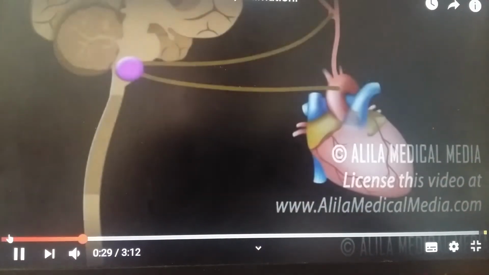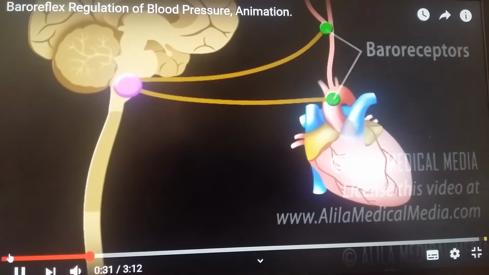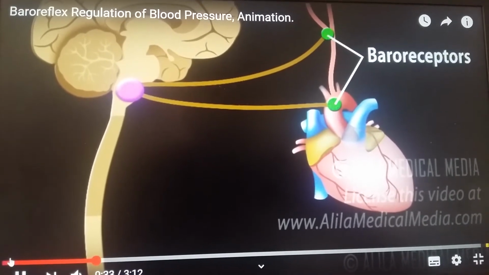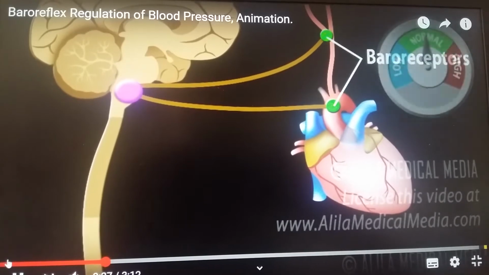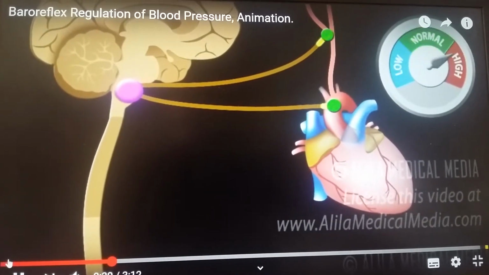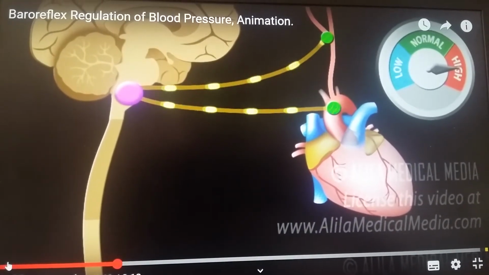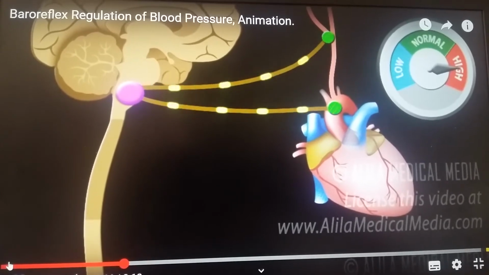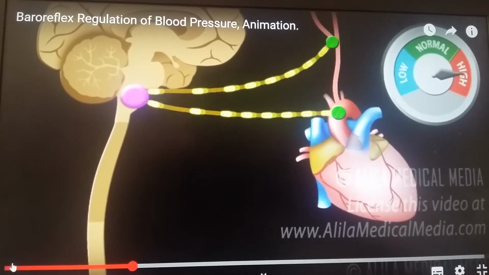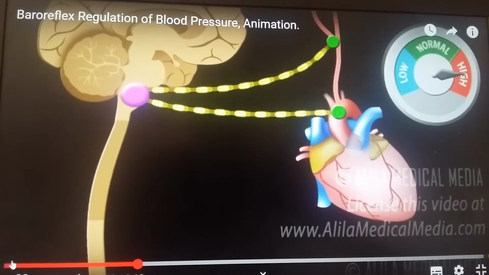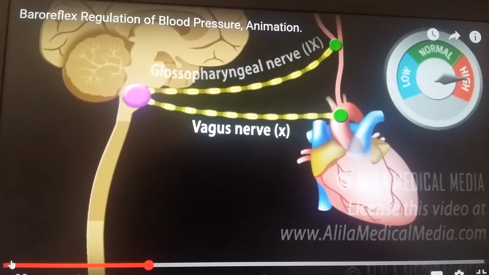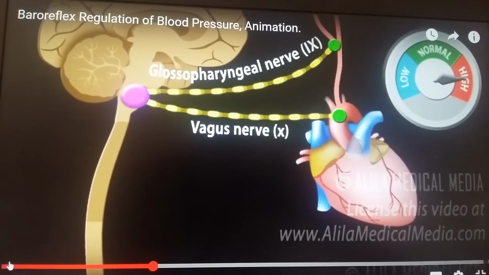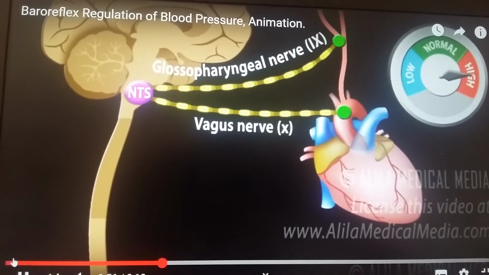The reflex starts with specialized neurons called baroreceptors. These are stretch receptors located in the wall of the aortic arch and carotid sinus. Increased blood pressure stretches the wall of the aorta and carotid arteries, causing baroreceptors to fire action potentials at a higher than normal rate. These increased activities are sent via the vagus and glossopharyngeal nerves to the nucleus of the tractus solitarius, the NTS, in the brainstem.